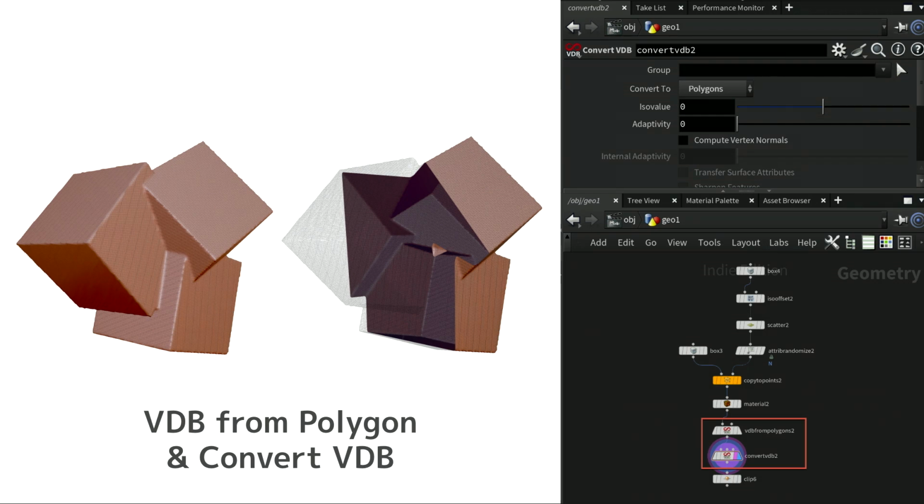With the VDB from Polygons node, you can convert polygonal geometry into a VDB volume, perform a union operation to combine objects, and then convert it back to polygon. As a result, you get a watertight geometry. The advantage of VDB is its reliability, I think. It guarantees solid, watertight objects, even for really complex shapes.